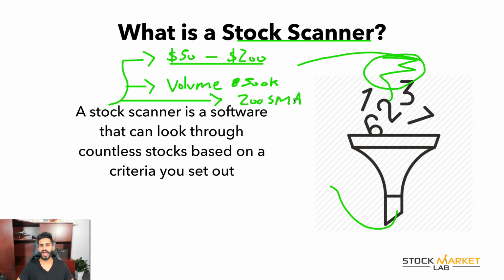So basically, my stock scanner will identify and find whatever stock I'm looking for based on my set criteria. And I'll go over different criteria for you guys based on what you're looking for, but you can set different criteria based on whatever you're looking for in the marketplace.